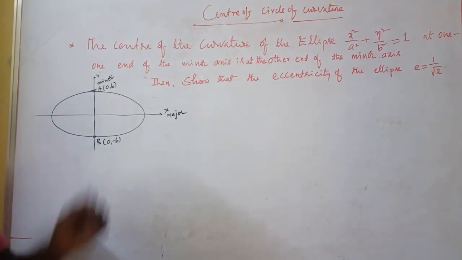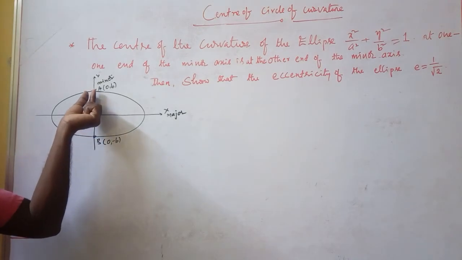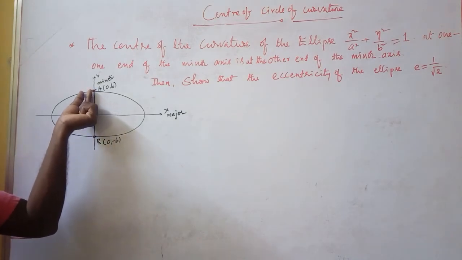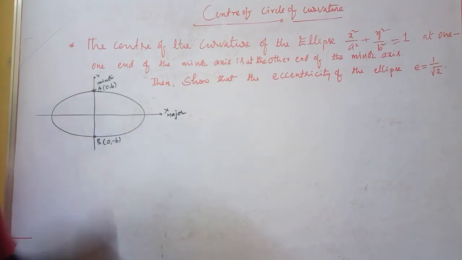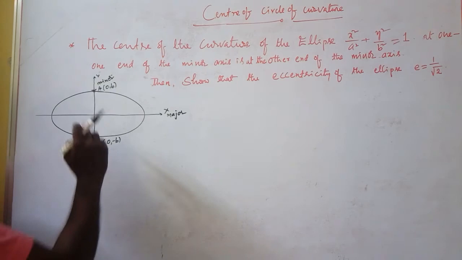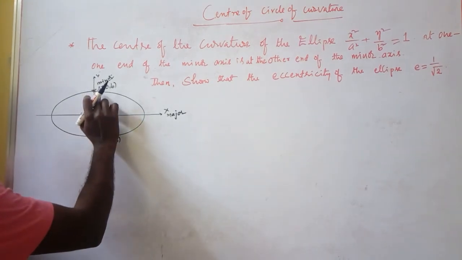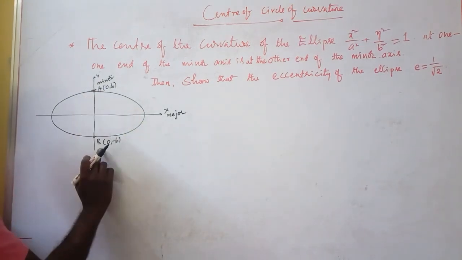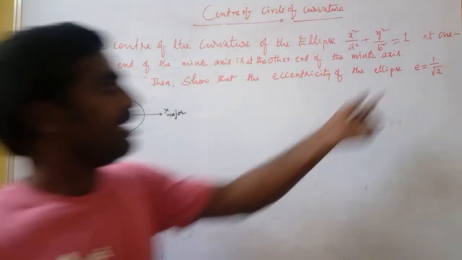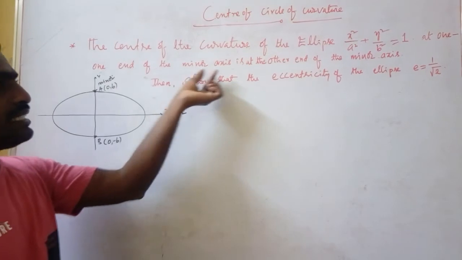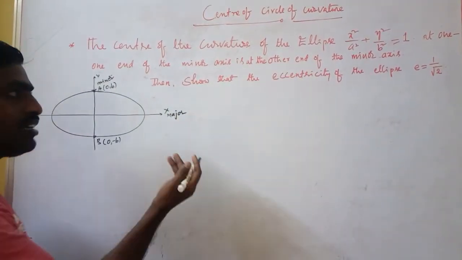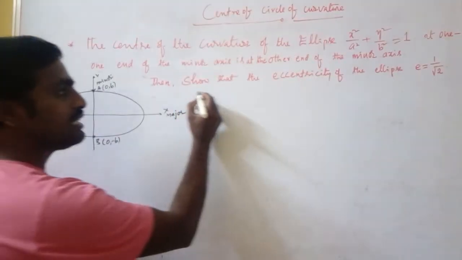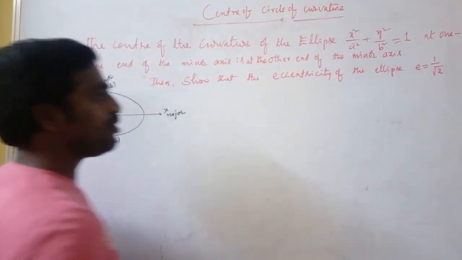So what is the statement? The center of curvature of the ellipse at one end point is the other end point, and at the other end point is the first end point. At A, the center of curvature is B. At B, the center of curvature is A. That is the statement. For that, you should show the eccentricity of the ellipse is equal to 1 by root 2.